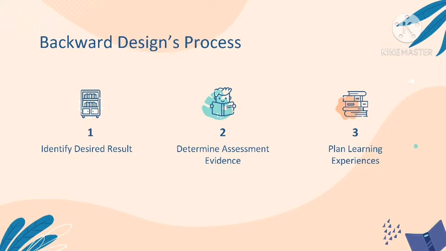Okay, the next one, we have the backward design process. The backward design process is divided into three parts. The first one is identify desired results. The second one is determine assessment evidence. And the third one is plan learning experiences. Let me discuss this process one by one. The first is identify desired results.